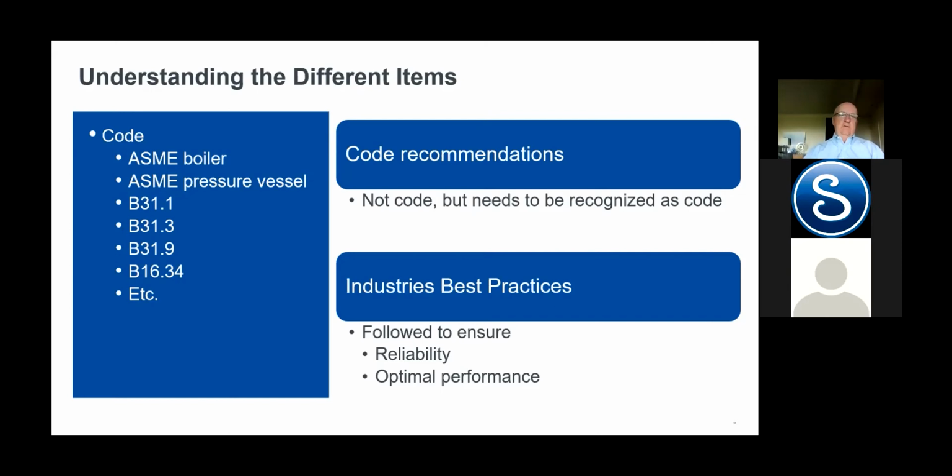Then we have industrial best practices, and we need to follow the best practices to ensure reliability and optimal performance. So we can have a valve that meets all the code requirements and has terrible reliability. I mean, failure within 1 year. So industrial best practices tells us how to do the system correctly, specify the correct components to get reliability, optimal performance. So these are all the things that we have to look at when we're putting in a sampling system.